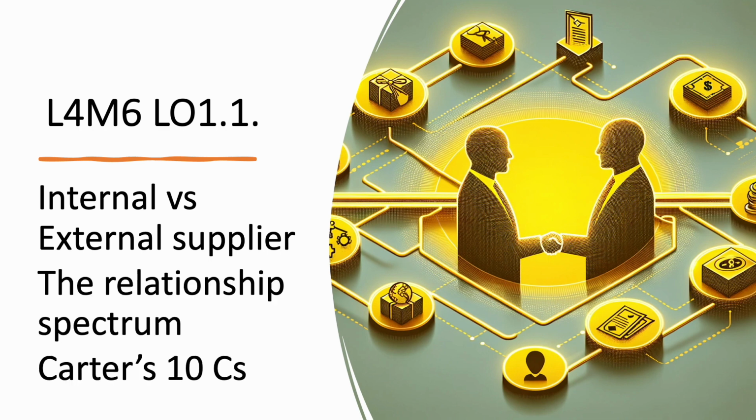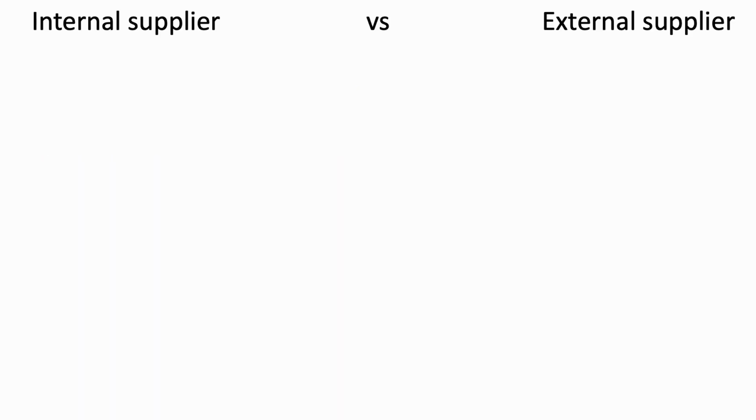Today we will look at internal versus external suppliers, the relationship spectrum, Carter's 10 C's, and way more. All suppliers fall into two main categories based on their organizational relationship: internal and external suppliers. Internal suppliers are parts of the same organization supplying essential products or services for internal operations. They fulfill the organization's core needs, ensuring operational continuity.